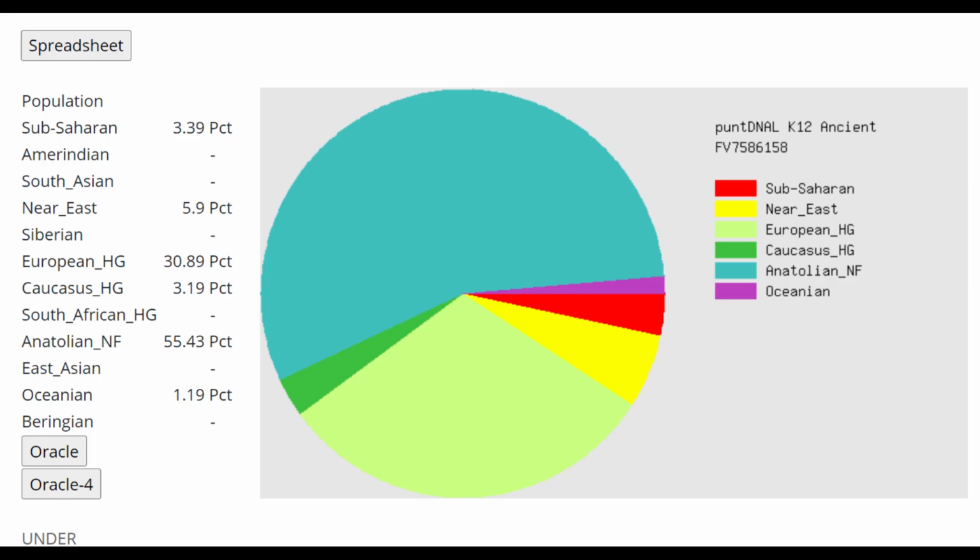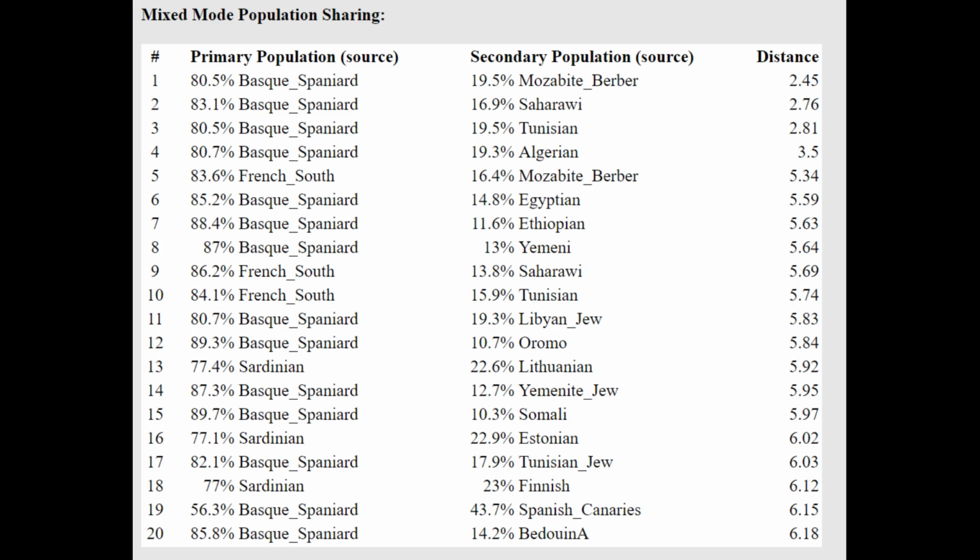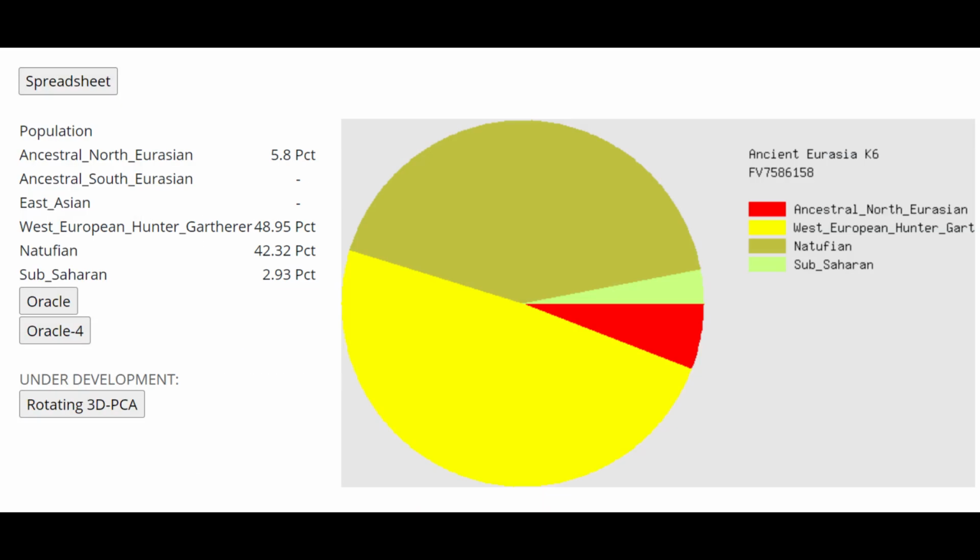This is what he scores with PanDNA LK12. Interesting that here he's also scoring 3% Caucasus hunter-gatherer admixture. Maybe it's just due to EHG admixture, it's due to Eastern hunter-gatherer affinities that were present in the hunter-gatherers he's mixed with. But with the Oracle, he's getting more or less a mixture of Basque plus Berber, or Basque plus basically all kinds of Middle Eastern people.